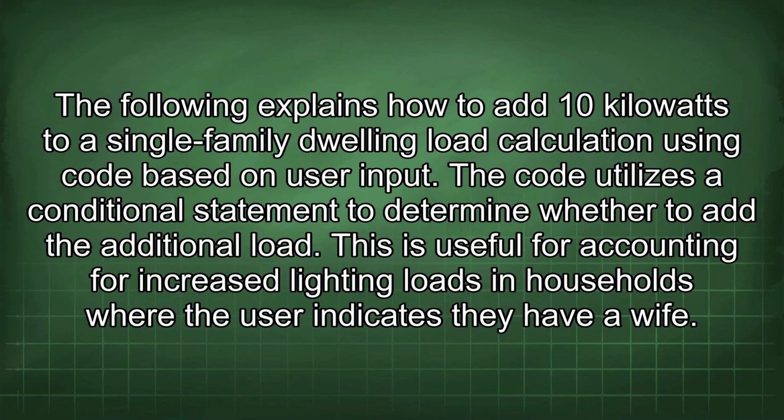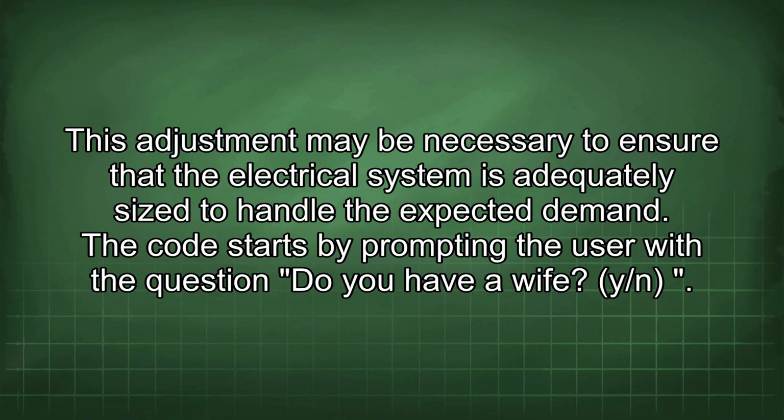The following explains how to add 10 kilowatts to a single-family dwelling load calculation using code based on user input. The code utilizes a conditional statement to determine whether to add the additional load. This is useful for accounting for increased lighting loads in households where the user indicates they have a wife. This adjustment may be necessary to ensure that the electrical system is adequately sized to handle the expected demand.